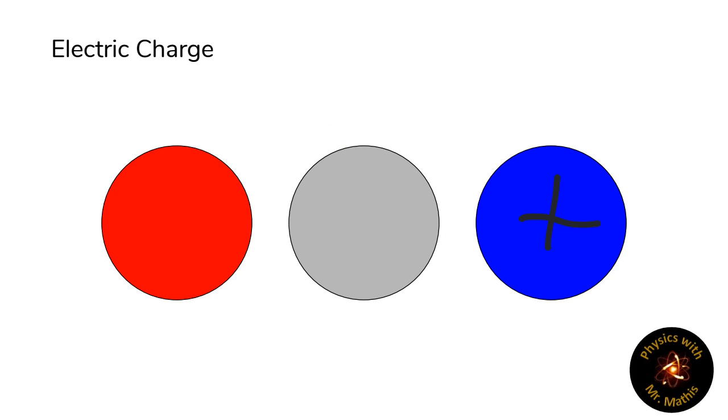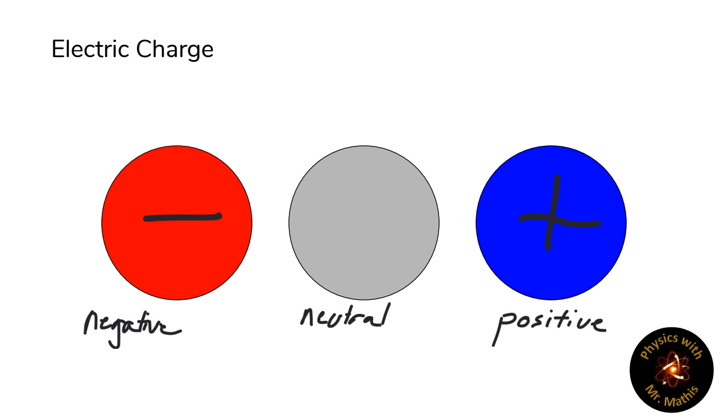A charged object can have two different kinds of charges. It can have a positive charge or it can have a negative charge. If an object doesn't have a negative or positive charge, then it's not a charged object and we say that it is neutral.